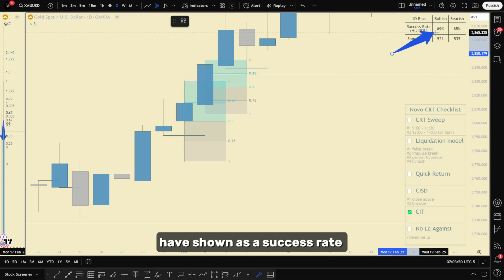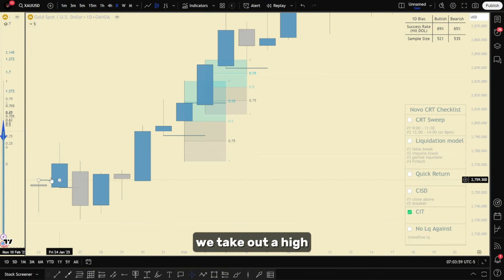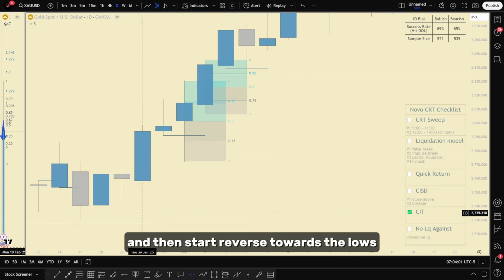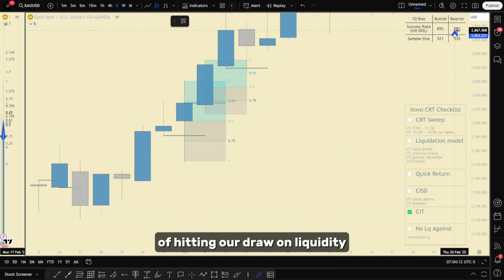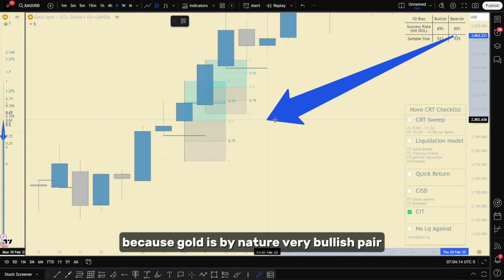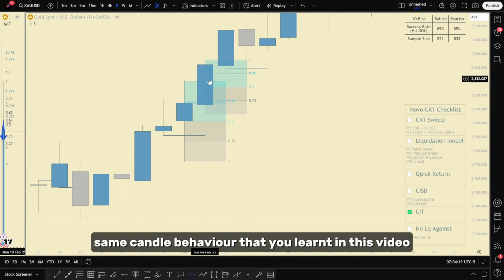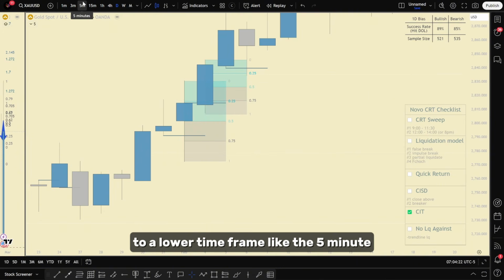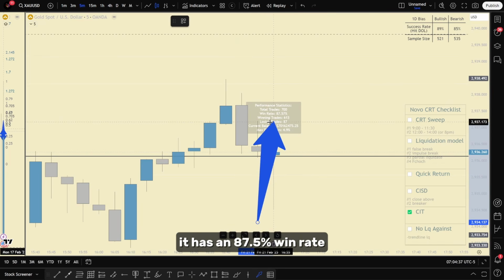These on a bullish day have shown us a success rate of hitting our drawn liquidity for 89%. And then for bearish days, we follow reversals where we take out a high and then start to reverse towards the lows. With a bearish reversal, we see that we have an 85% win rate of hitting our drawn liquidity. Now this data does change because gold is by nature a very bullish pair, but if we even still apply this same kind of behavior that you learned in this video to a lower time frame, like the 5-minute, you'll notice that the performance statistics shows us that it has an 87.5% win rate by following this kind of procedure.